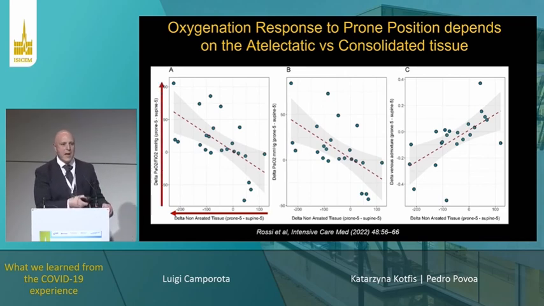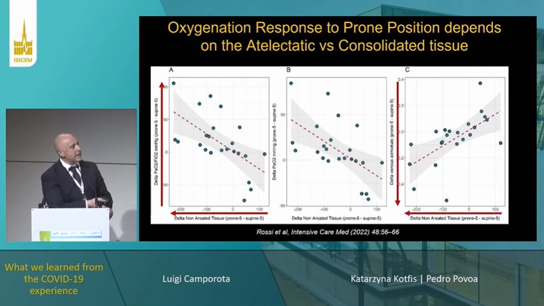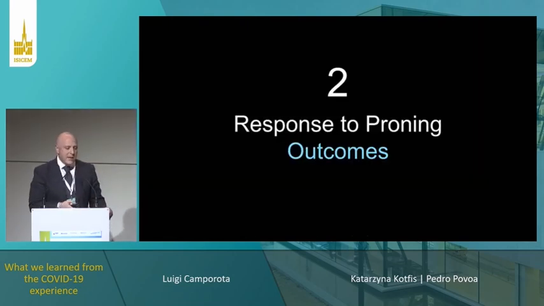So this is the same in COVID-19 as it was in a more typical ARDS, let's say. So you can see here a delta non-aerated tissue, so a reduction, and there is a reduction also in venous admixture. What about the outcomes?